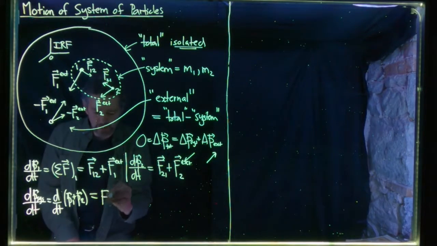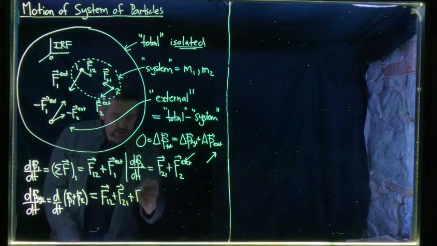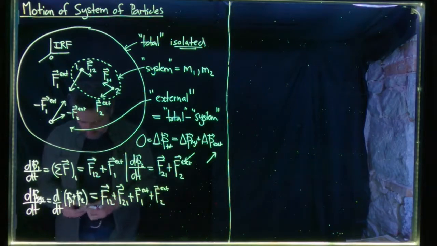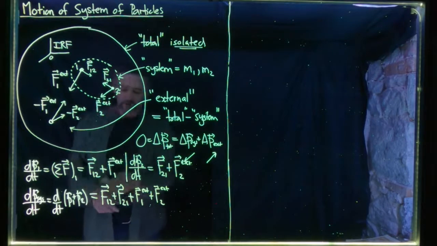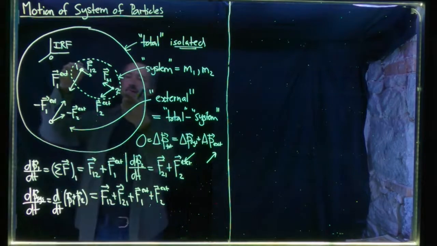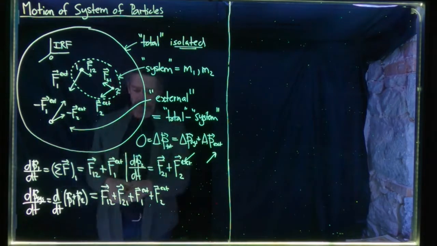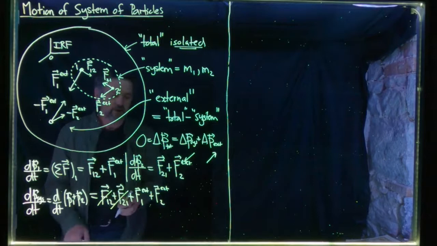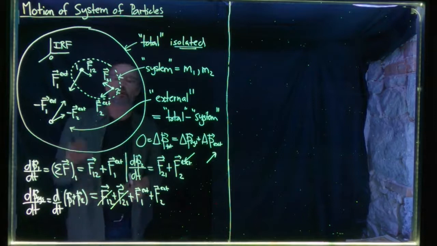So we have internal forces F12 plus F21 plus external forces F1 external plus F2 external. Okay? Now, it's very important to see that these forces, F12 and F21, are an action-reaction pair of forces acting between the particles within the system. And so F12 equals minus F21, and so these guys cancel out. And all we're left with is the external forces acting on the system due to particles outside the system.